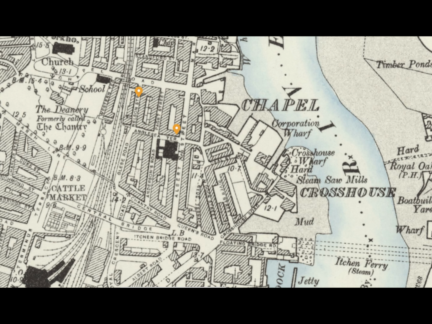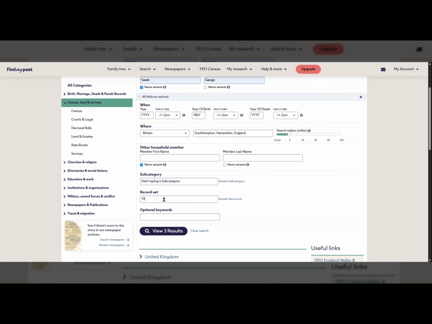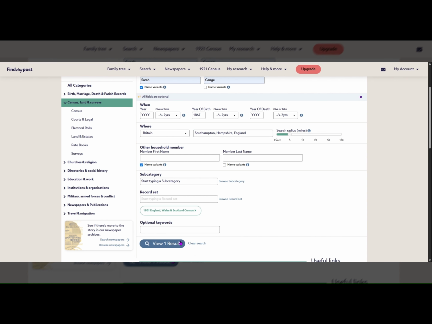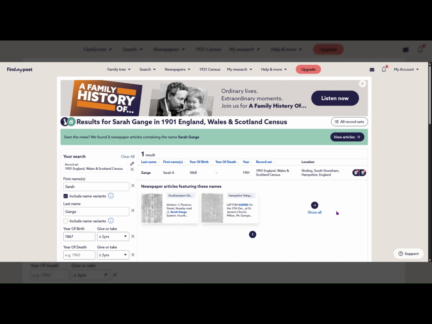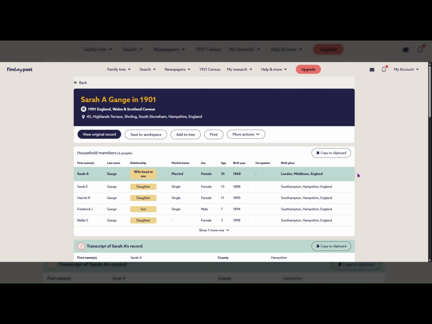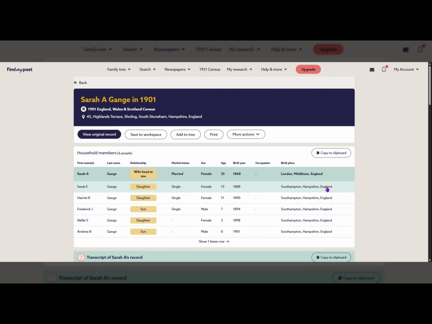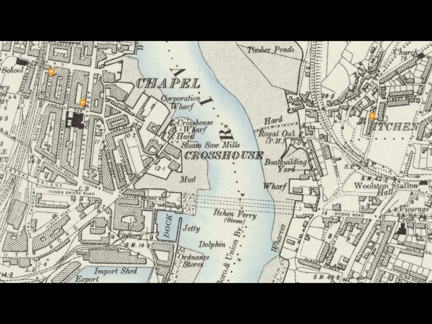What happened next? Let's have a look at the 1901 census, see if we can find that. This time when we look for Sarah Ann Gange in 1901, we actually get the result. And let's have a look at that. And we can see that we now have another daughter and a son. If we look at, show 1 more row, Andrew B. Gange. And they're living at 45 Highlands Terrace in Shoaling. That's on the other side of the River Itchen. Nowadays you could just cross over the Itchen Bridge to get there, but in those days you would have to get the chain ferry to get from one side to the other.